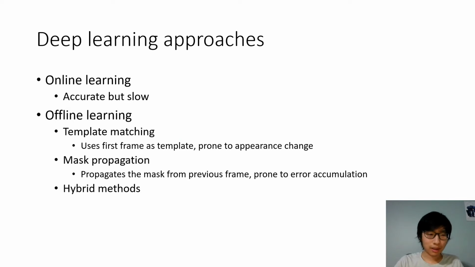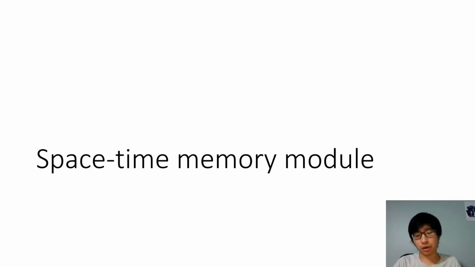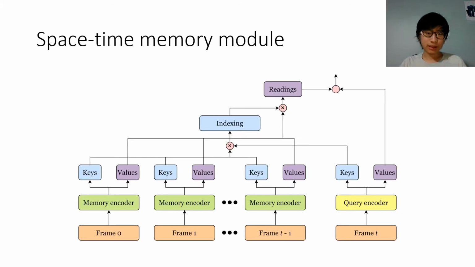Along this line, the most successful and the most elegant approach is the space-time memory module. Basically, the space-time memory module says that instead of thinking about whether to use the first frame or the previous frame or some other frame to guide the segmentation of the current frame, why not just use all of them? And to do that, they generate a pair of feature maps, the keys as the memory indices and the values as the memory content for each frame.